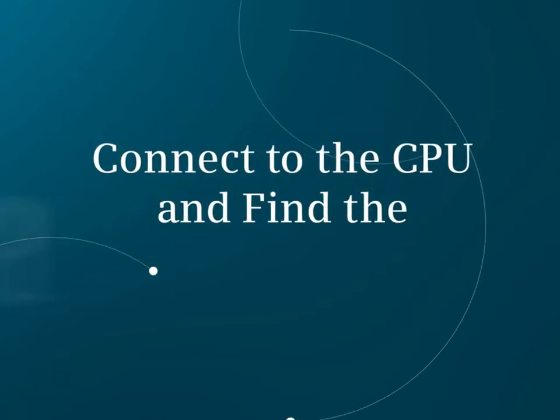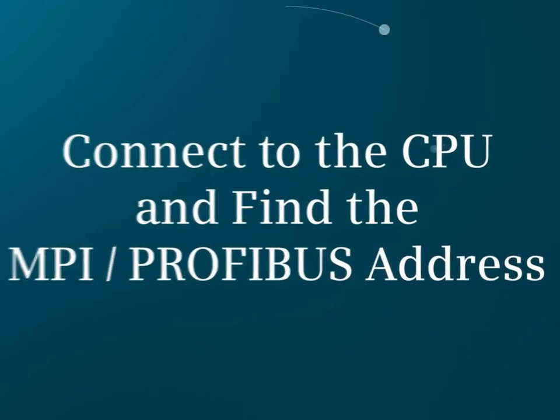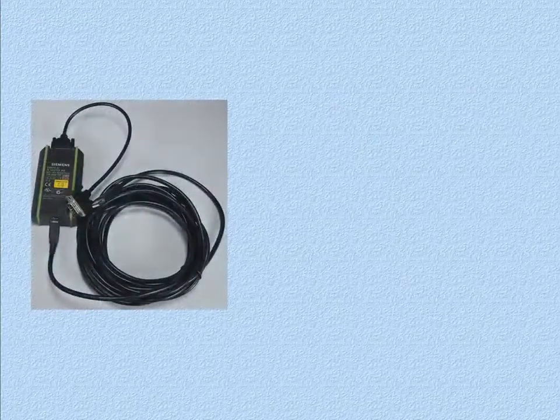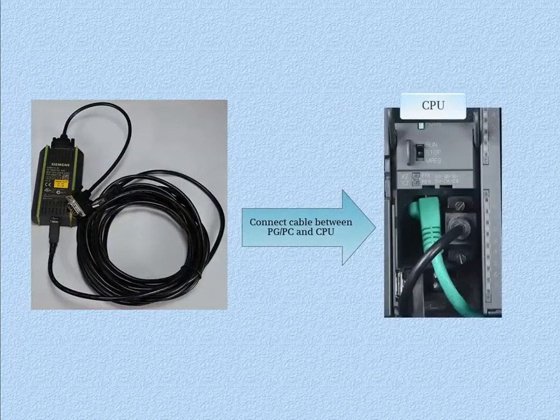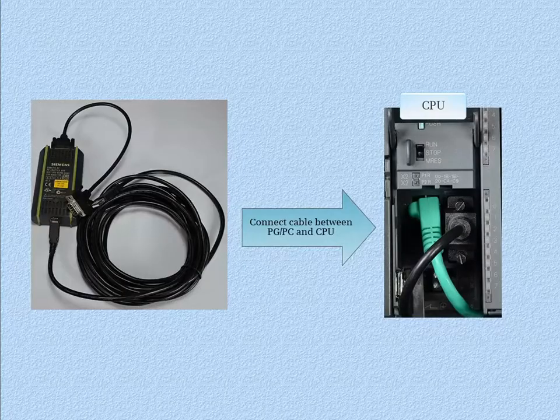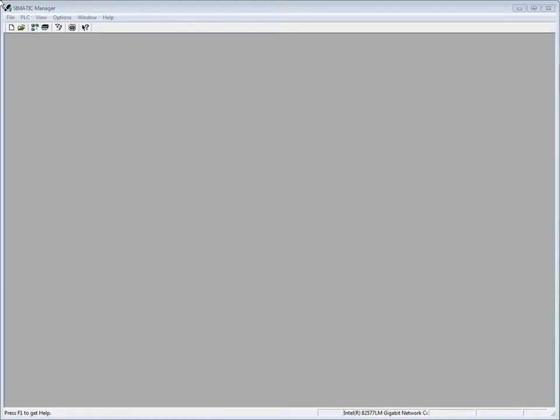Here's how to connect to the CPU and find the MPI or Profibus address. First, we will connect a USB MPI Profibus cable between the PG or PC and the CPU. You can do this with or without a project open.